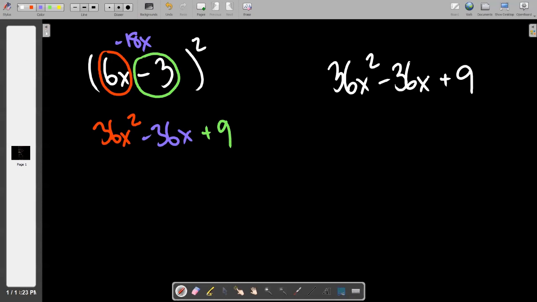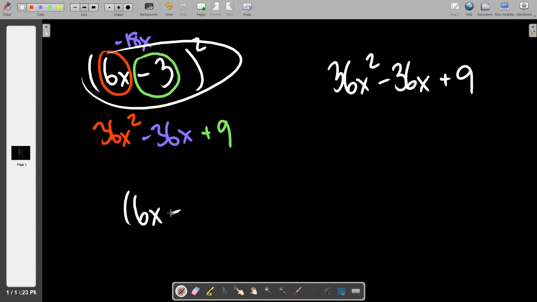Well played. If you don't like that method, this is my parting shot. That's fine, really. You're not going to crush my soul. If questions like this make you think, whoa, I don't, then just write it out. Just write it out as 6x minus 3 squared like this, and just old school that little sucker.